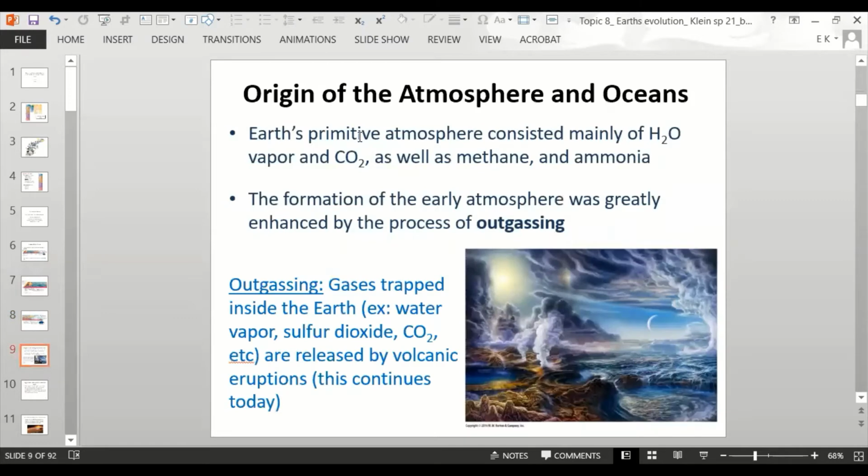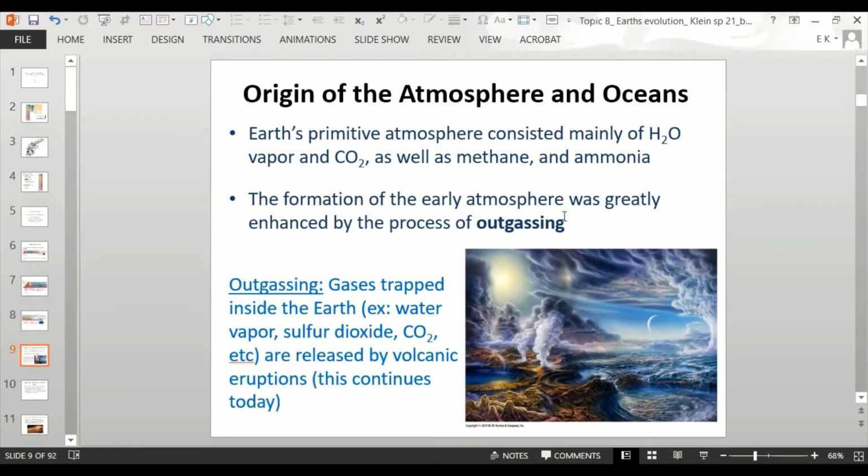So what about the origin of the atmosphere and the oceans? The Earth's primitive atmosphere consisted mainly of water vapor and carbon dioxide, as well as methane and ammonia. So it was a pretty toxic atmosphere in terms of if organisms that are alive today were to live there, they would be pretty toxic.